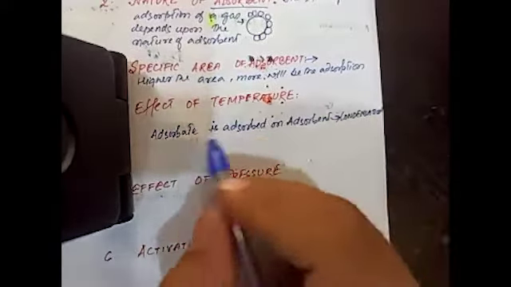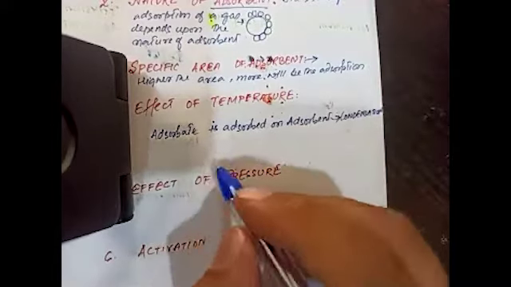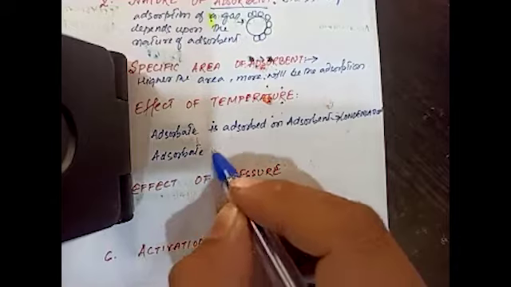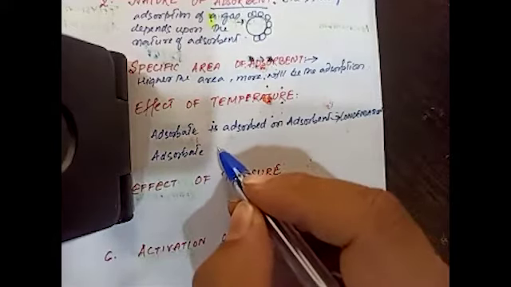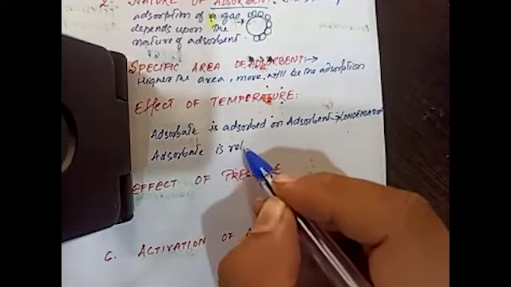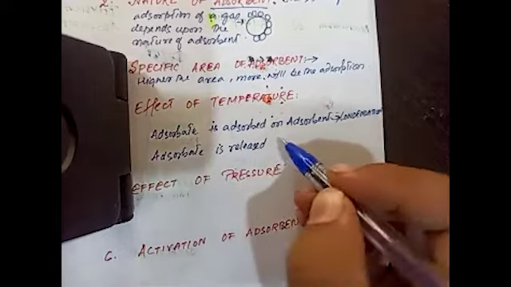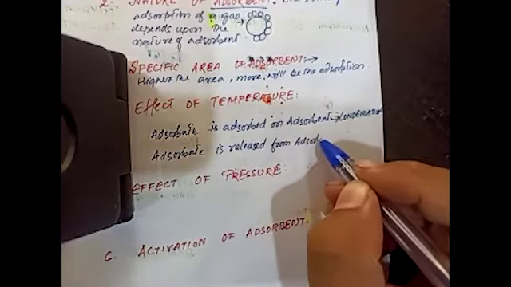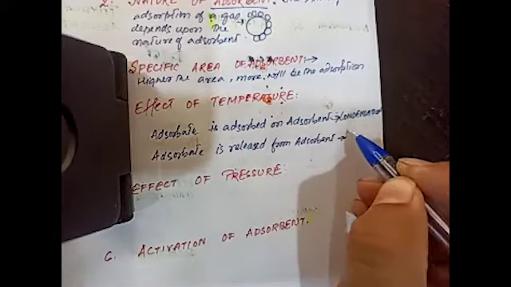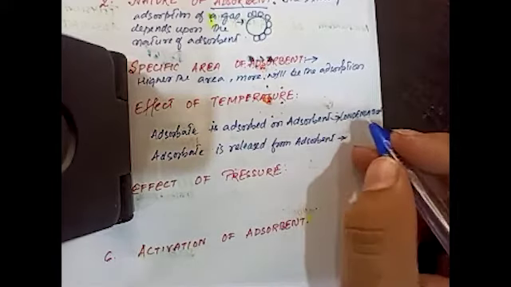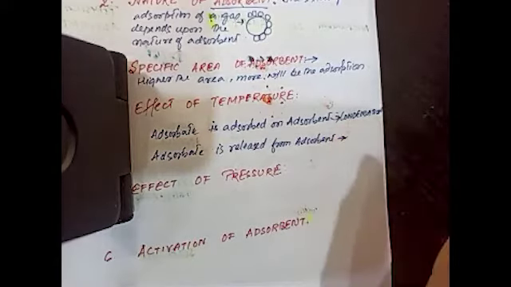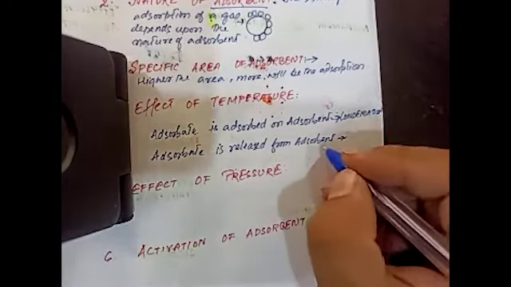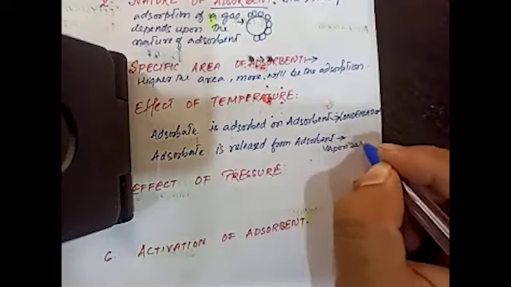Next is adsorbate is released from adsorbent. ठीक है. तो उसको हम लोग क्या बोलेंगे? एक तो कंडेंसेशन हो गया, दूसरा को क्या करना है, रिलीज. We have to release, that is vaporization. We can say it vaporization.